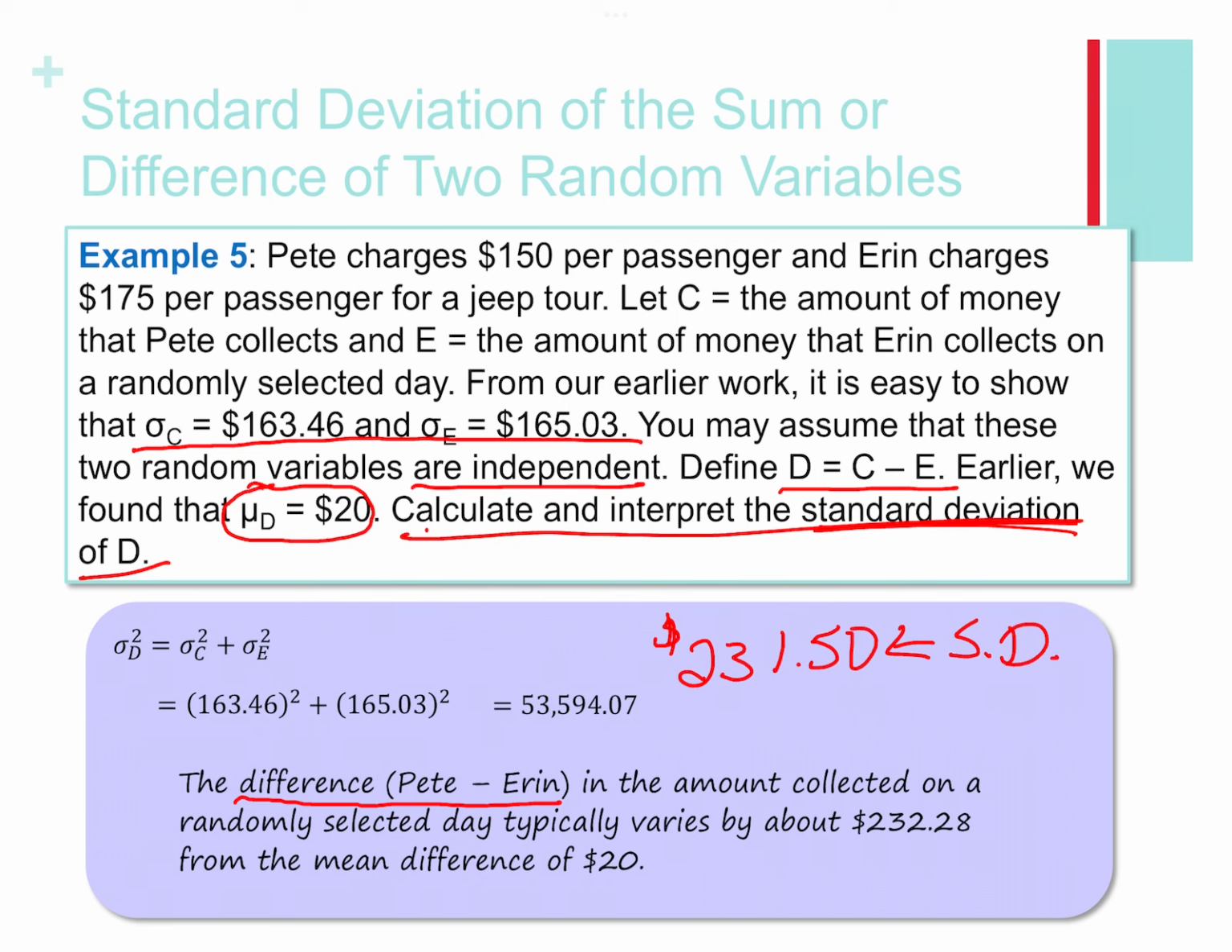And the amount collected on a randomly selected day typically varies by what our standard deviation is from the mean difference of 20. Have to have those things in here. Last time I used the words instead of typically, I used on average. Those can be used interchangeably. Just make sure you're getting all that stuff in your sentence.